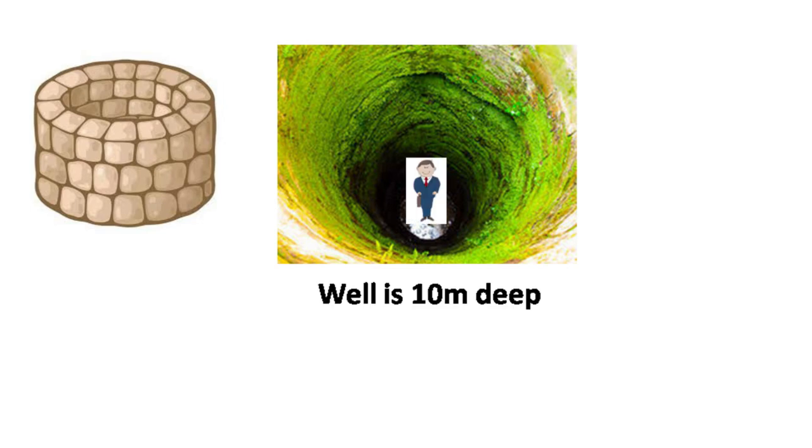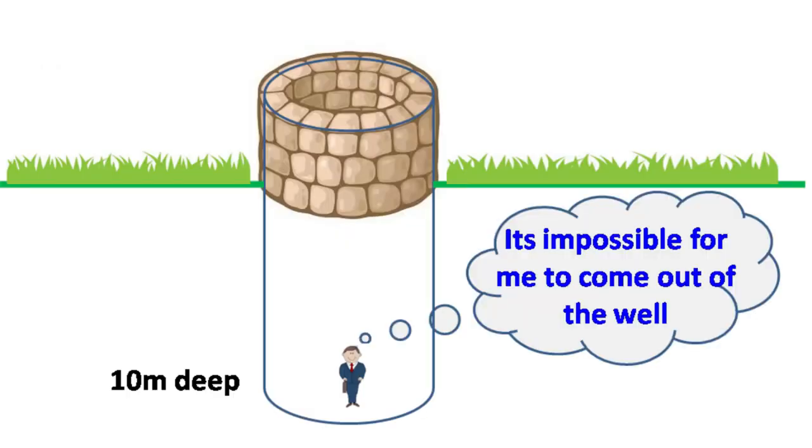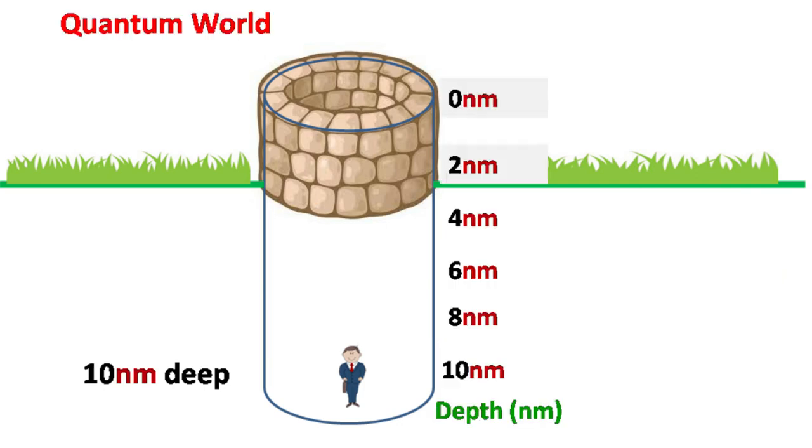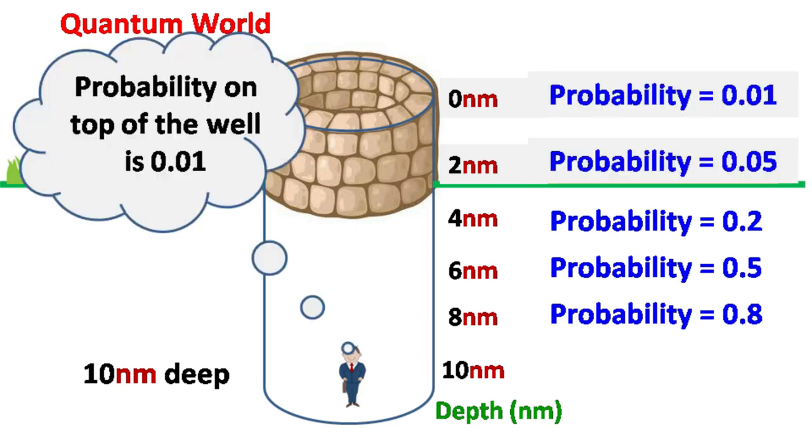Let's say Mr. X is trapped in a well 10 meters deep. Now the well is so deep, it's impossible for Mr. X to reach on the top of the well. However, the scenario will be different in quantum mechanics. Let's say the depth of the well is 10 nanometers. In this case, because location of Mr. X is given by probability, Mr. X will have some probability to reach on the top of the well.